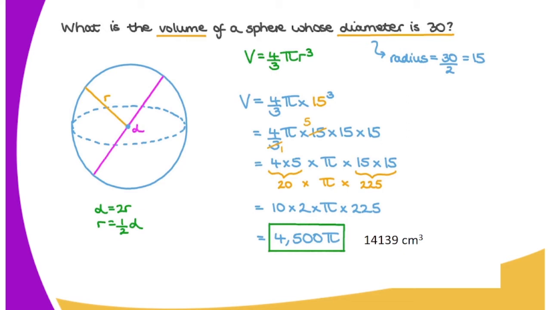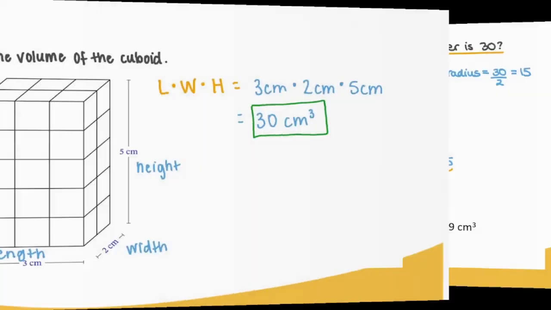And how do you find the volume of a sphere? It is 4 over 3 pi r cubed. In this case, the r is 15, so we're going to have 4 over 3 pi times 15 times 15 times 15, which is going to give us 14,139 cubic centimeters.